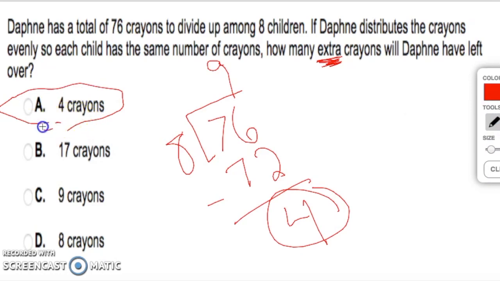Okay, not how many did she give to the students, not how many did she give away to her children, but how many does she have left over.